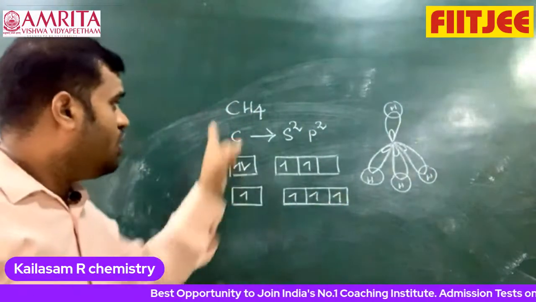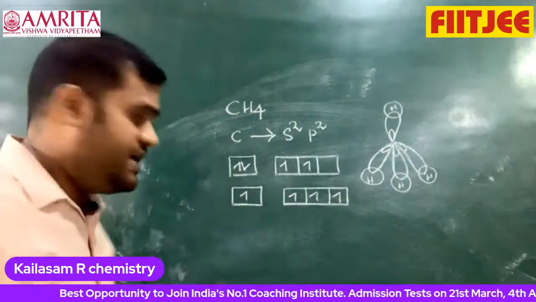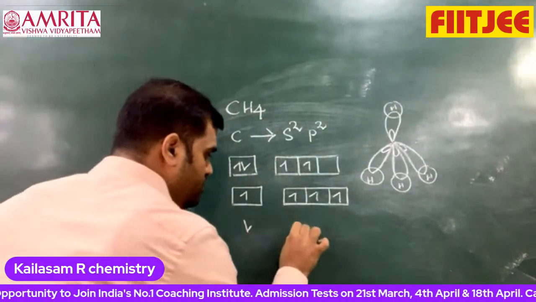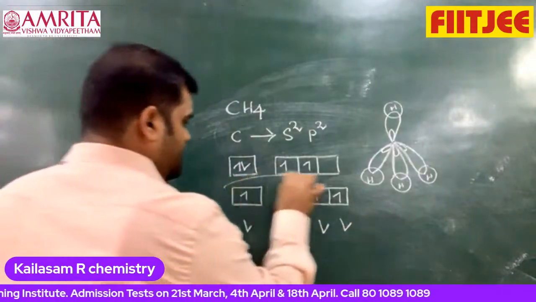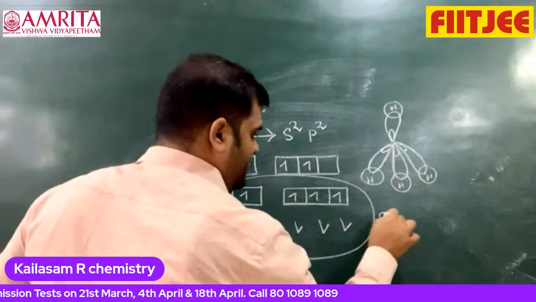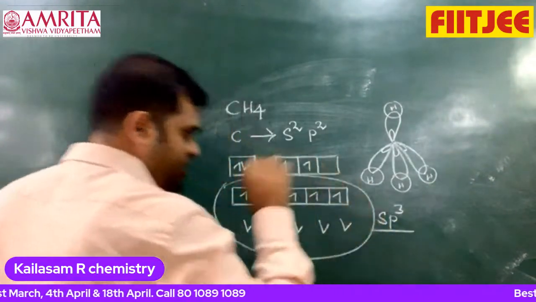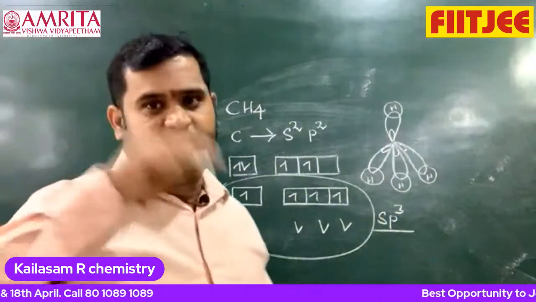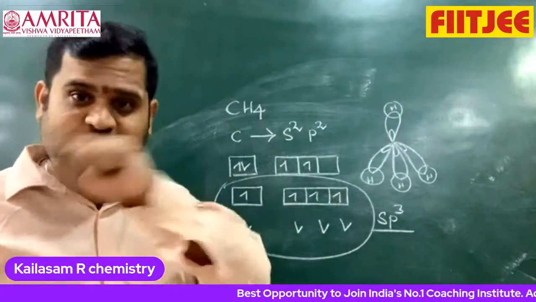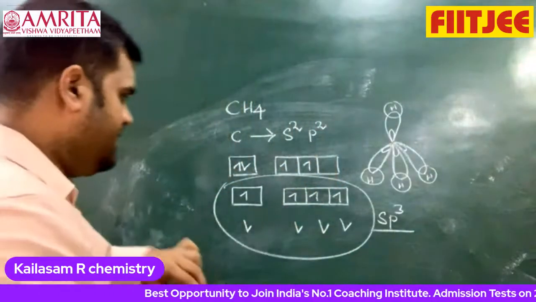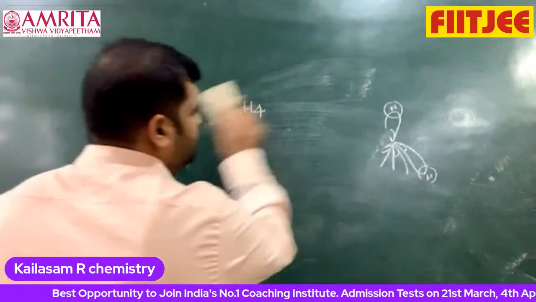So now, how many hydrogens are there? I can say 4 hydrogens. Look at this, 1, 2, 3, 4 hydrogens are there. Therefore, this is called sp3 hybridization. Now I'll give one method by using valence bond with the hybridization concept. Listen carefully. Now look at this. I'm taking one by one.